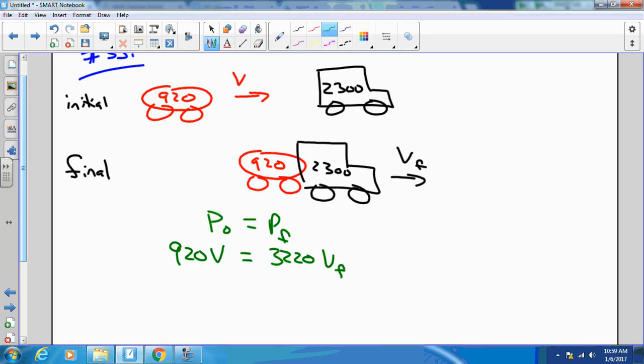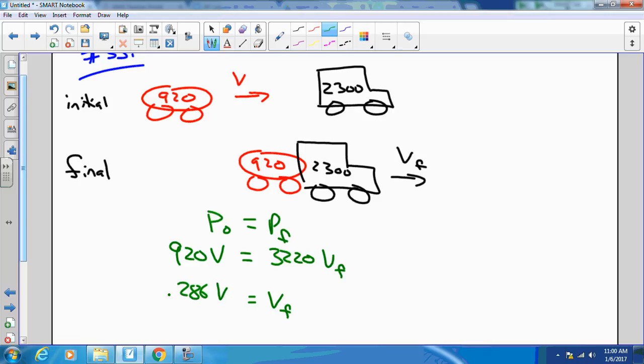Notice that you talked us through that, which was fine, but we can actually write that equation in about 15 seconds. Just by looking at our state diagram, we can say 920 times V, momentum here, has to equal, well, we have to do the addition, 3220 times V final. What does this tell us? This tells us an important thing, and that is that V final is going to be proportional to the initial velocity, and that proportionality constant is going to be 920 over 3220, equals 0.286.